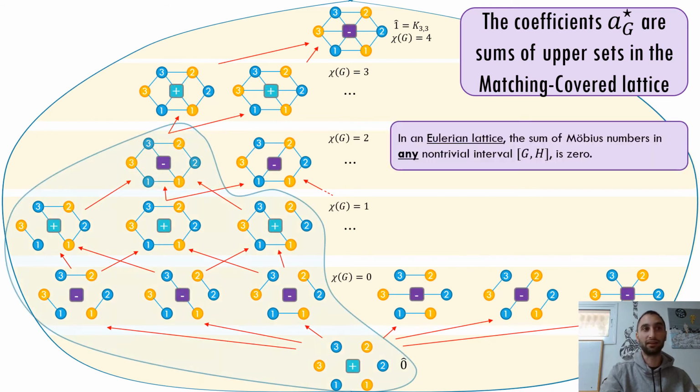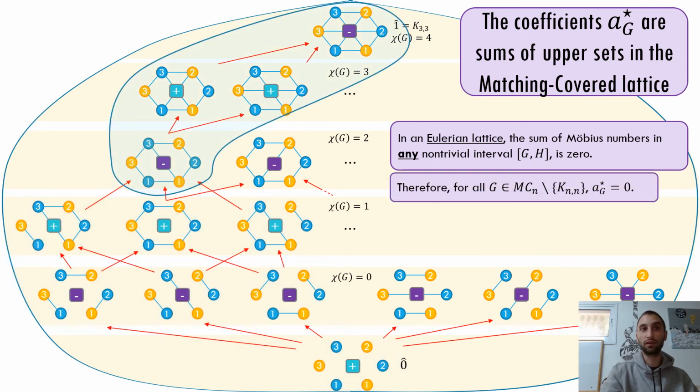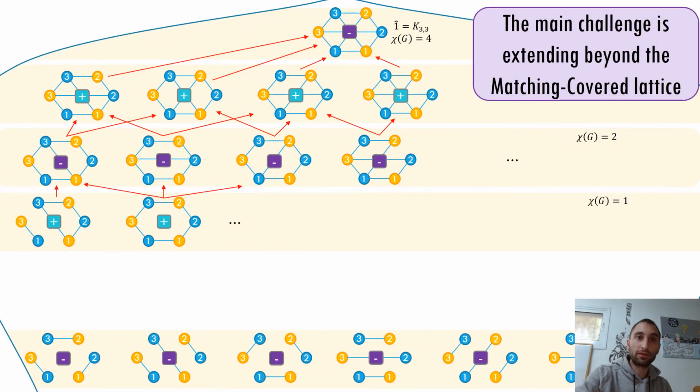However, in an Eulerian lattice, because of the even-odd property, the sum of Möbius numbers in any non-trivial closed interval is 0. That means that even for upper sets of this form, the sum of Möbius numbers is 0. Since the upper set of any matching covered graph in the matching covered lattice is an interval, we have that for any such graph, other than the complete bipartite graph, the dual coefficient indeed vanishes. So no matching covered graph appears as a monomial of the dual.